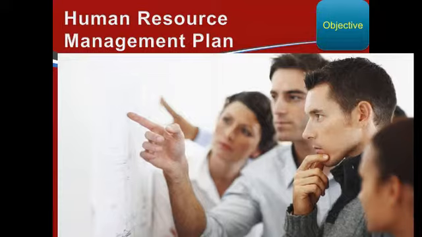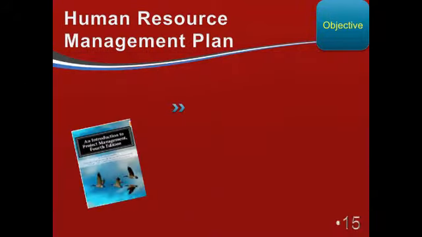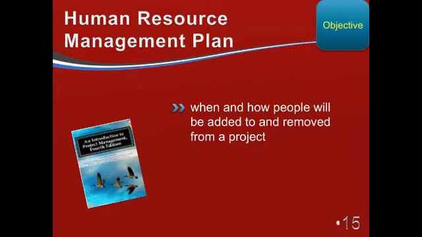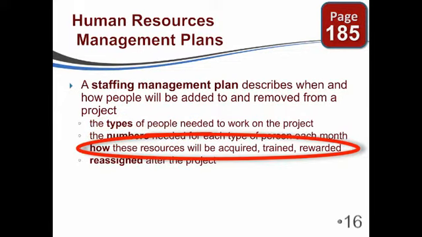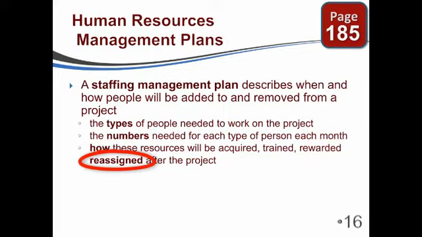One of the keys to good quality management is good resource management planning. That's when and how people will be added to and removed from the project in order to accomplish the project. It's also called a staffing plan, and a staffing management plan describes when and how people will be added to and removed from a project. So the plan must include the types of people, the numbers of people, how those resources will be acquired, trained, and rewarded. That's a big deal, that rewarding, and then reassigned after the project is finished.